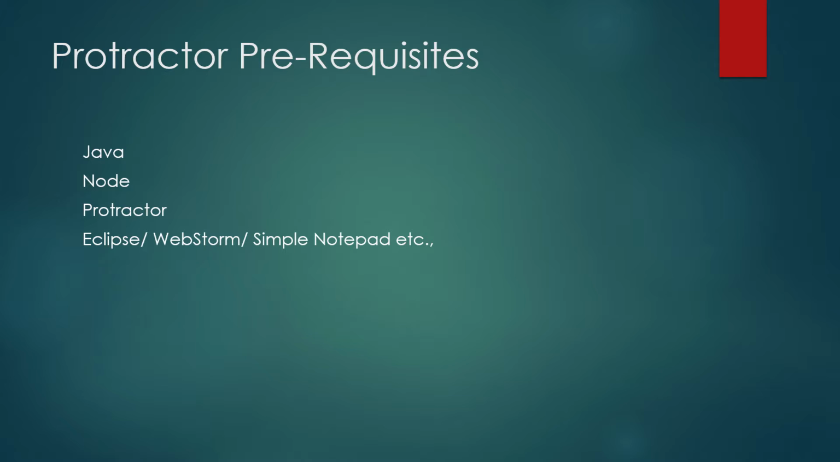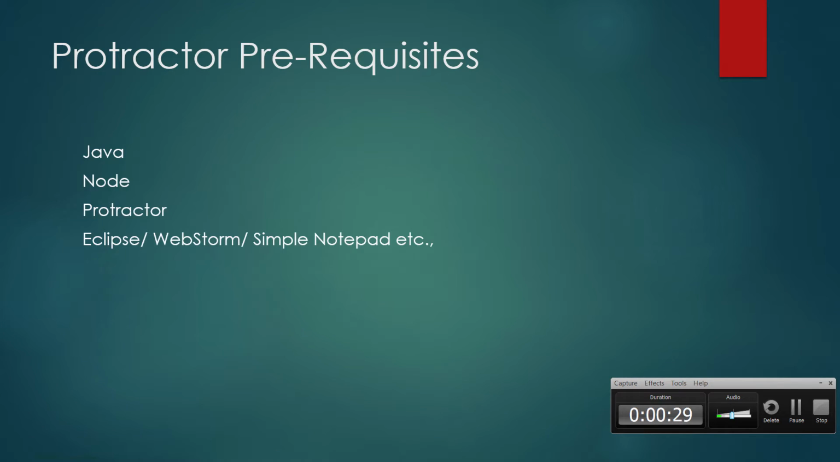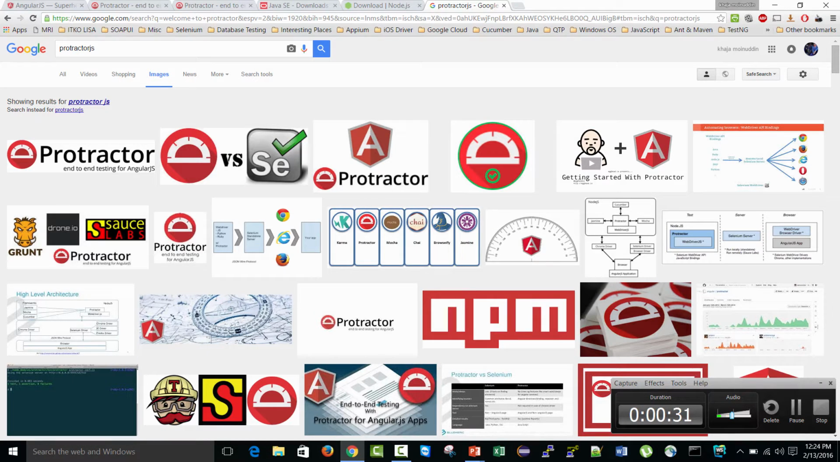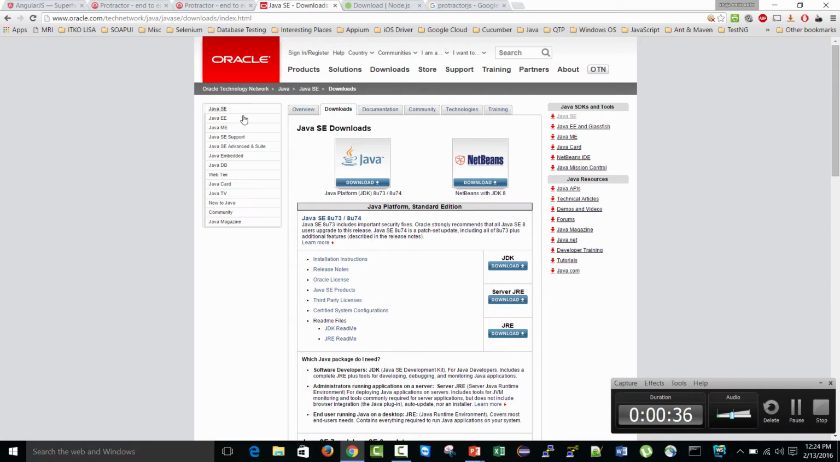You have to have Java installed on your machine. I already have Java installed on my machine. I'm not going to walk you through those settings, but let me show you the URL where you can download and install your Java JDK. Just head over to this URL and you should be able to download the JDK, whatever the latest JDK available at that time.